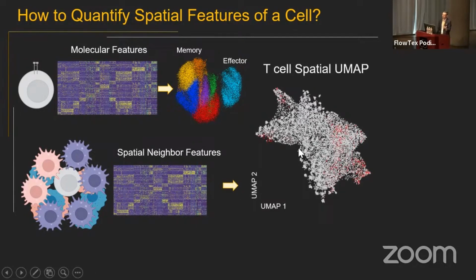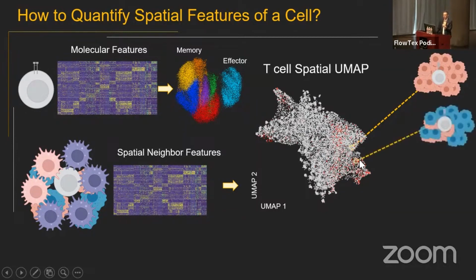So I created this T cell UMAP. Basically, each individual dot on this map represents an individual T cell. And the spatial relationship on this map, one to another, represents how similar a T cell's microenvironment is to another T cell's microenvironment. So these ones are maybe more similar. They're closer on the UMAP as compared to this T cell that's in a microenvironment that's very different.